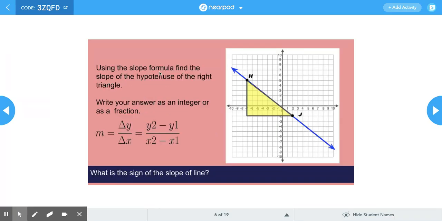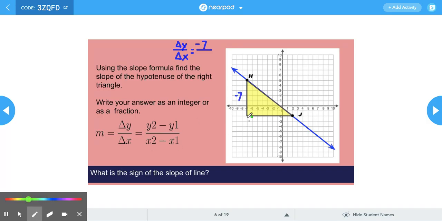So using the slope formula, we have to find the slope of the hypotenuse of this right triangle right here, and we have to write our answer as an integer or as a fraction. So there's 2 ways to do it. I can just find 2 points and find my change in y over my change in x. So for example, my change in y would be from here to here, and so from 5 to -2, that was a change of 7. And because I'm going down and not up, it's going to be -7. So just to show you, this is -1, -2, -3, -4, -5, -6, -7.